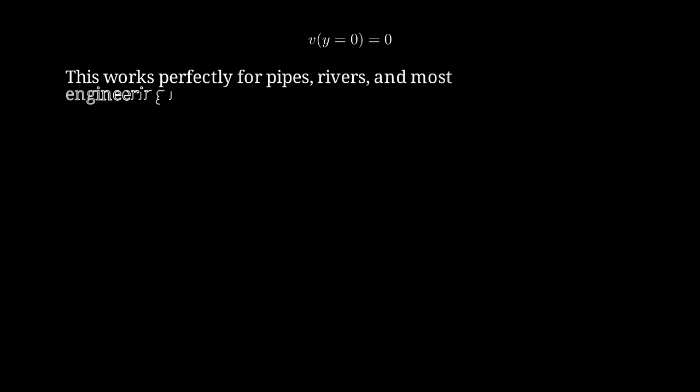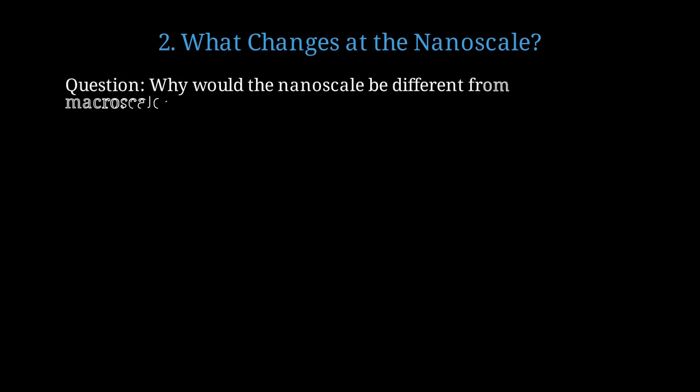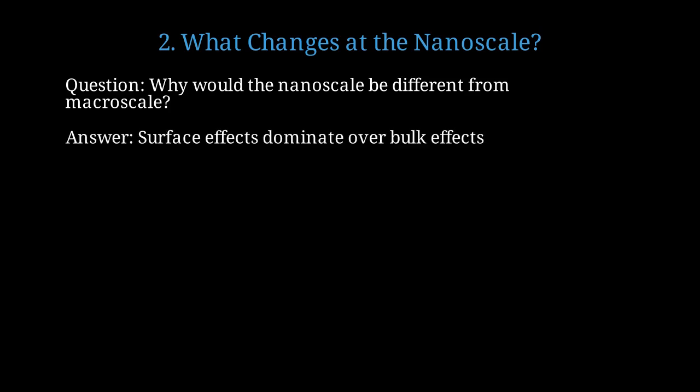The no-slip condition has been validated countless times in macroscale applications, from pipes to rivers to aircraft wings. But what happens when we shrink down to the nanoscale? The physics changes dramatically. Let's pause and ask ourselves, why would fluid behavior change just because we're working at smaller length scales? The answer lies in surface-to-volume ratios.